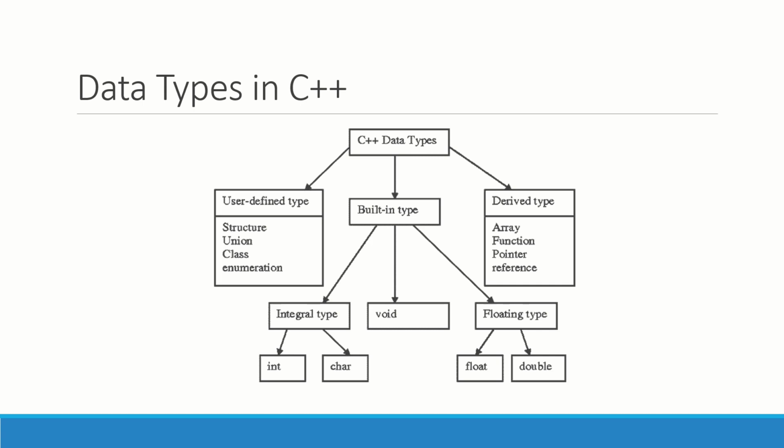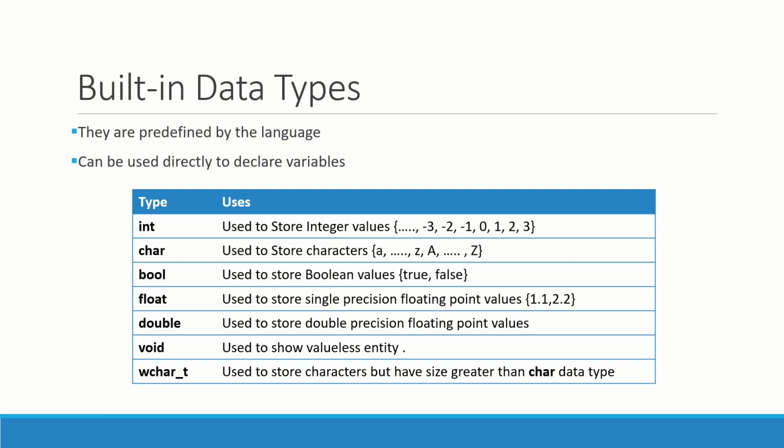Derived data types are types which are derived from built-in data types. These are aggregations of simple types, like an integer array used to store a bunch of integer values. In this video, we'll be learning mostly about built-in types, and as the series progresses, we'll talk about other types as well. Let us now talk about built-in data types. These are predefined by the language as we have already seen, and these are used to declare variables which are used to store values. Let's start with the integer type, that is int, which is used to store integer values.